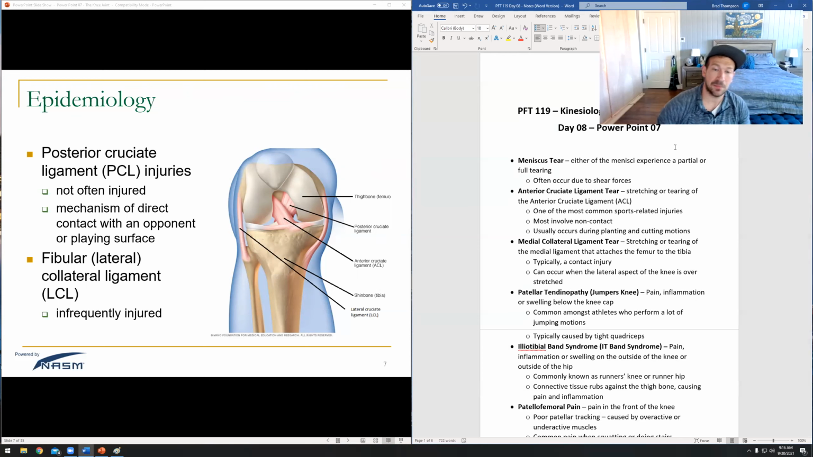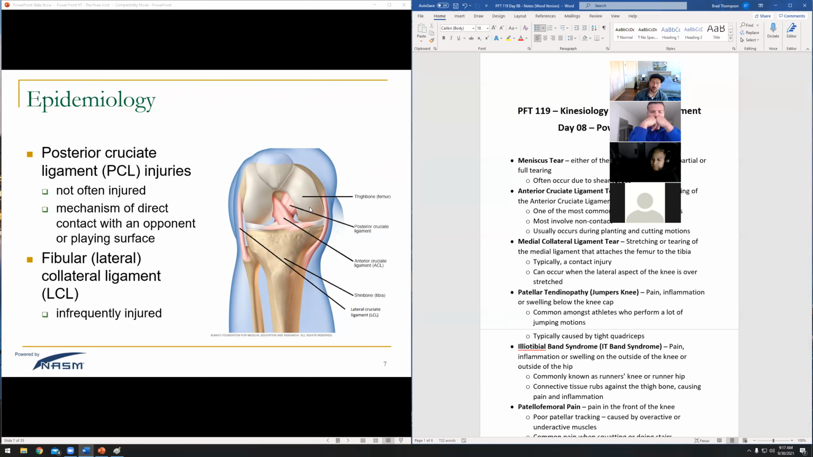So the next one we're gonna see is the PCL, the posterior cruciate ligament. It's really not injured that often, for two reasons. Number one, look at how thick this thing is. It's way bigger than the other ones. Because of that, this one's not very commonly injured.